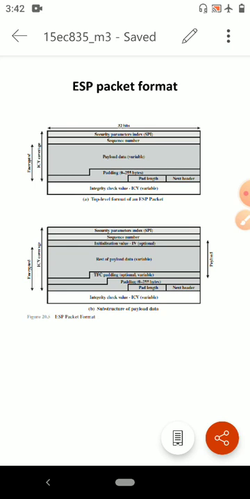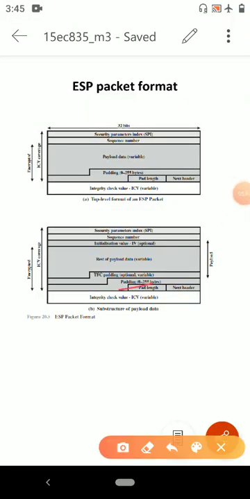It also allows for the possibility of parallel processing of packets at the receiver, that is, decryption can take place in parallel with integrity checking. And note that because the ICV is not protected by encryption, a keyed integrity algorithm must be employed to compute the ICV. Next, padding. The padding field serves several purposes.